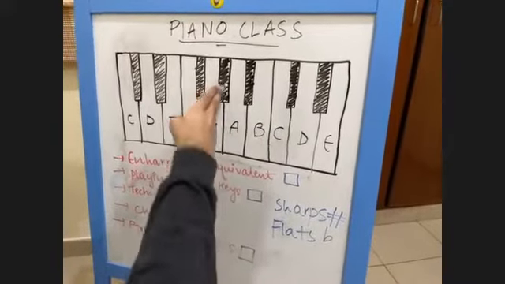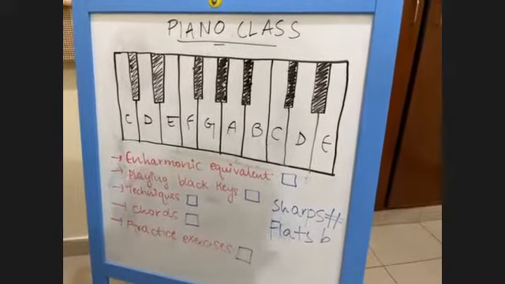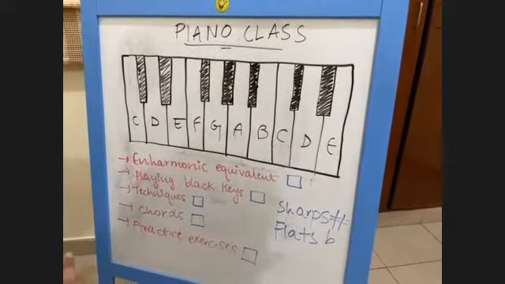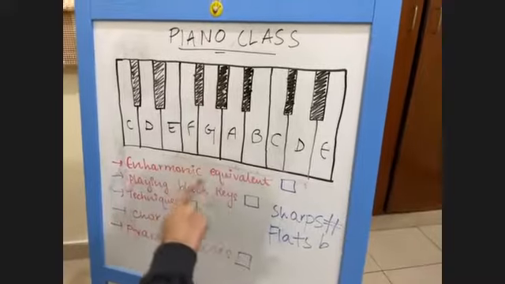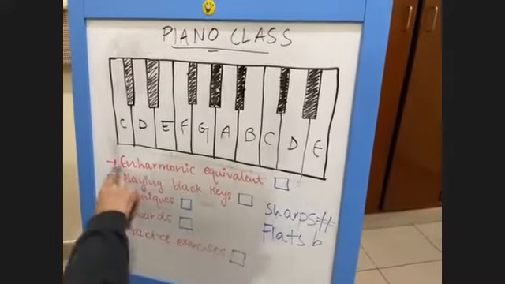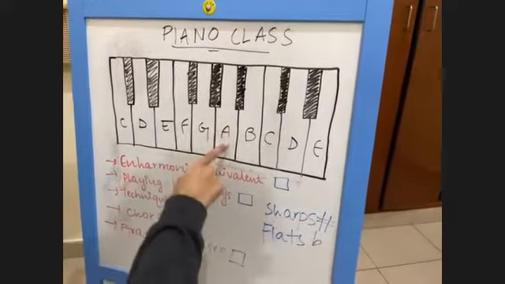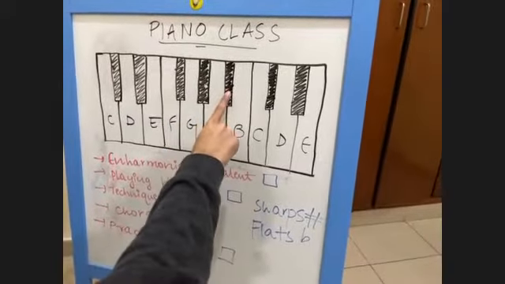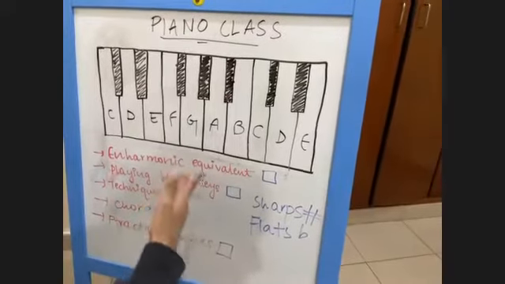So these different names are called enharmonic equivalents of each other. They're equivalent to each other because they are the same note. And enharmonic is just a fancy word for another name. So A sharp's enharmonic equivalent will be B flat, just another name.